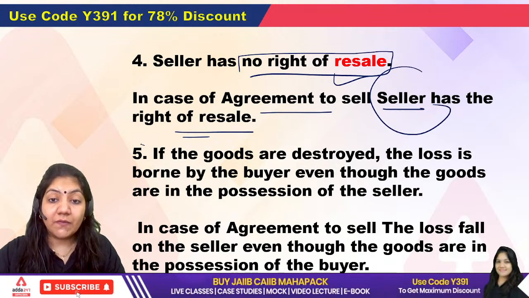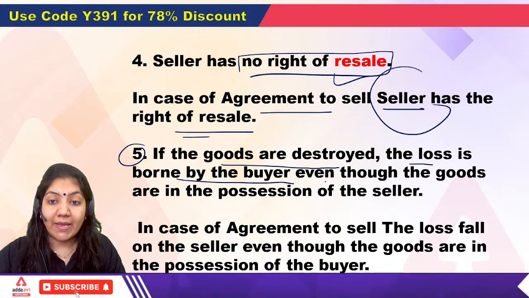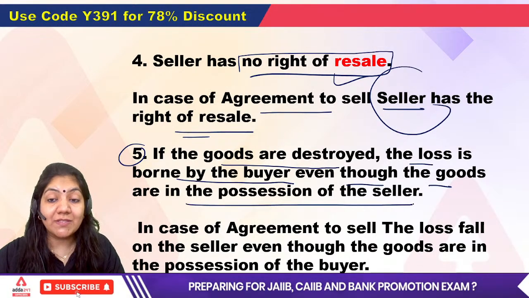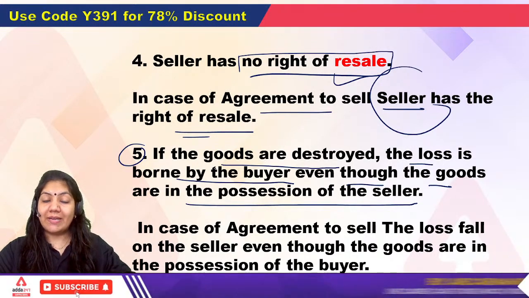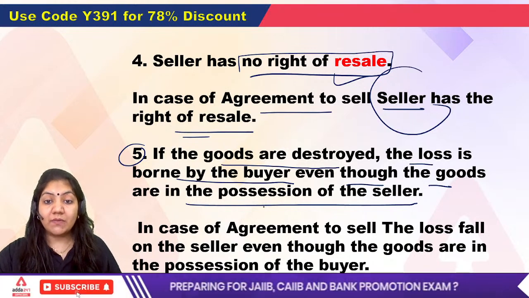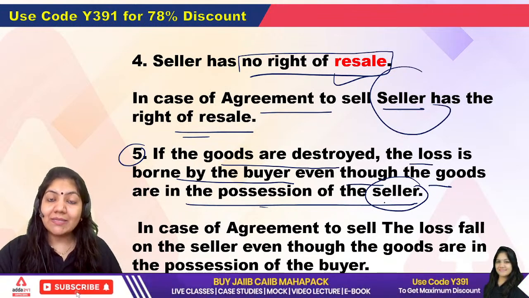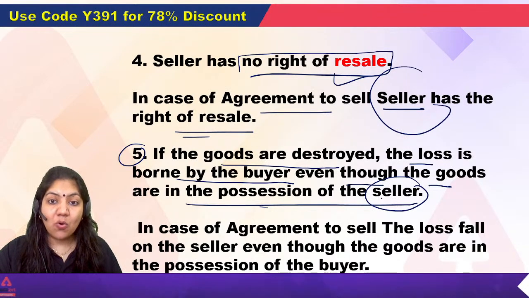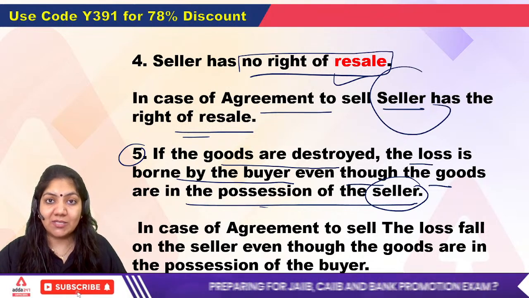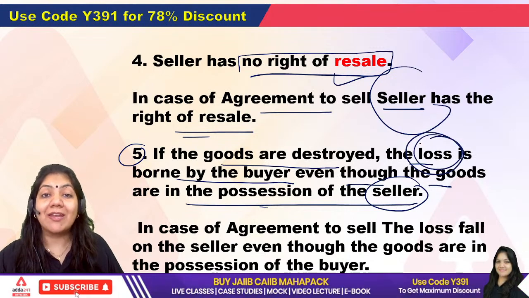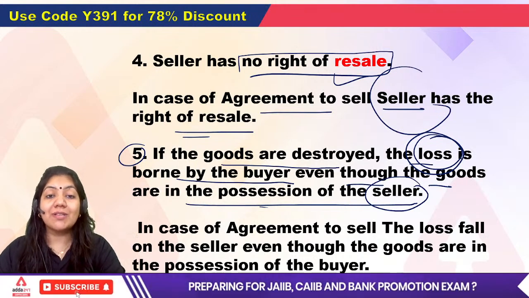And if we talk about the fifth point, if the goods are destroyed, the loss is borne by the buyer even though the goods are in the possession of the seller. Why so? Because in a sale, the property is already transferred to the buyer. Suppose the property is still in the possession of the seller, but now the buyer is the owner, no? So if the buyer is the owner, whatever happens to the goods, whatever the goods are destroyed, the loss will be paid by the buyer. The only reason is that now the owner of the goods is the buyer.